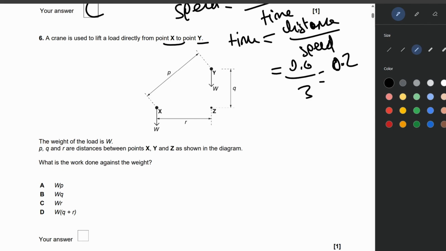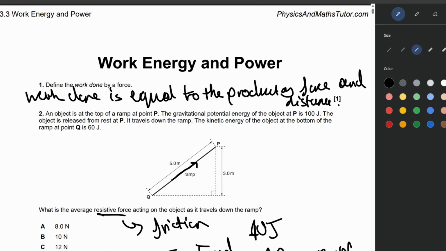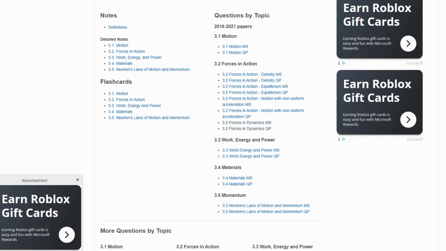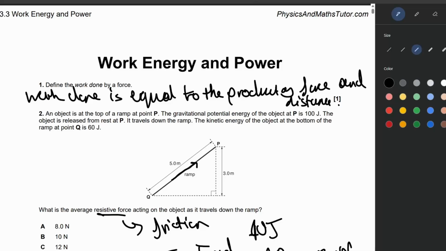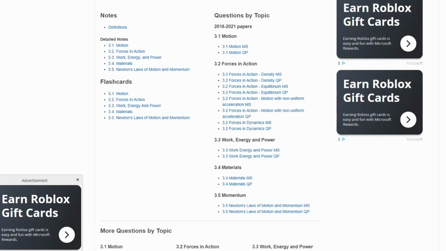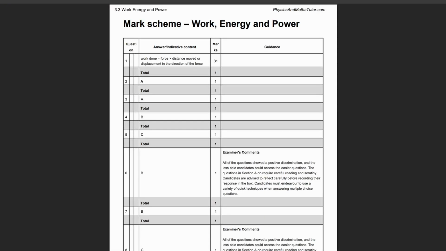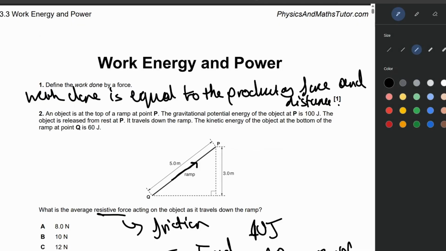You know what? Let's just look at the answers for forces in dynamics. See, this. Okay, no, it's the wrong one. For a second I nearly got a heart attack. Work done equals force times distance moved or displacement. So I could have just said force times distance moved. Probably could have been a bit better there. So work done is equal to the product of force and distance. I got the mark, but I could have been a bit better.